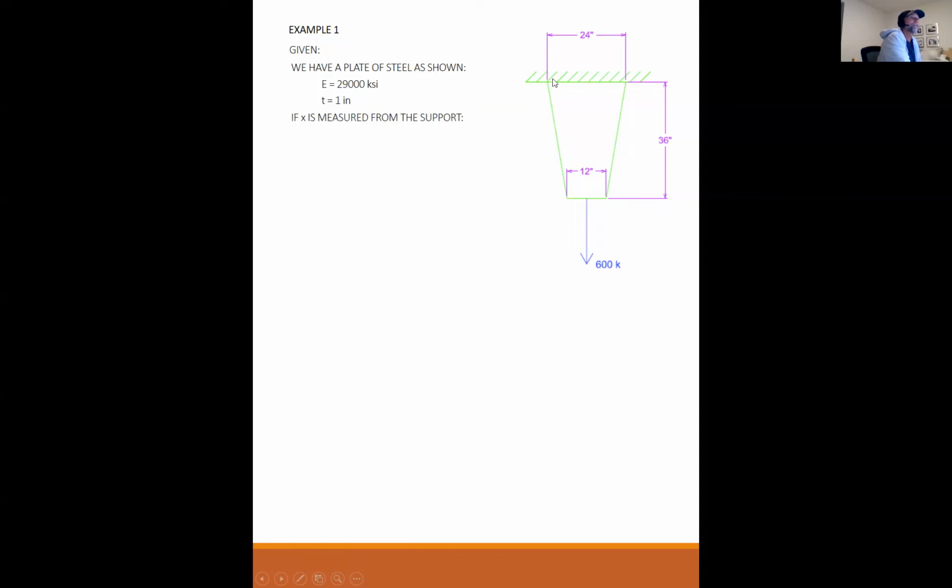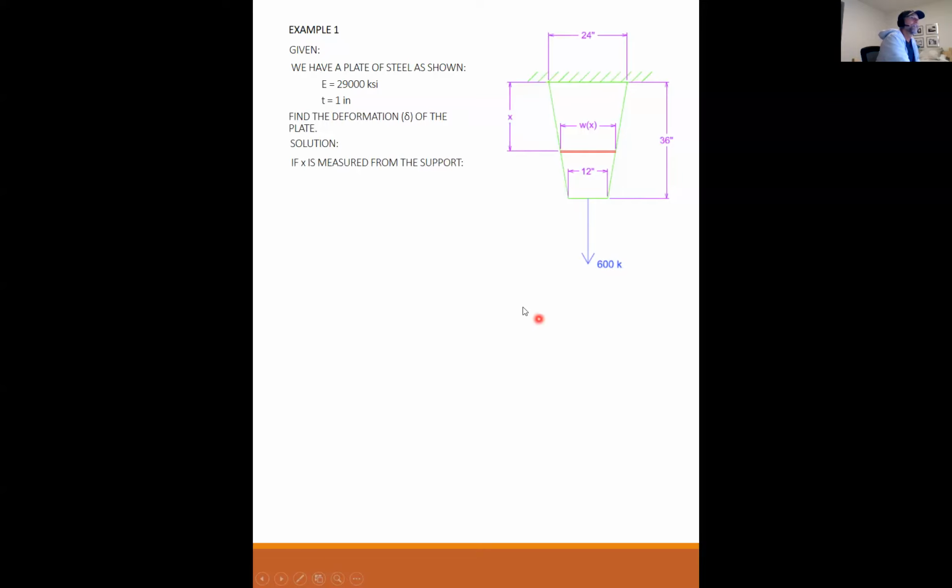If I measure X from the support up here, like so, then the width of the plate W is a function of X, like so. So now the problem is going to be: solve this problem and tell me exactly how much this end of the plate deforms down under 600 kips. What's the deformation at the bottom of the plate? There's none at the top, it's fixed. What is the deformation at the bottom of the plate when you apply 600 kips? Okay, so find the deformation delta of the plate. Solution.